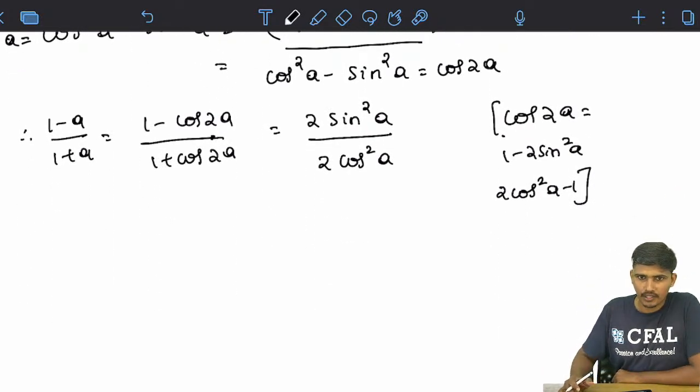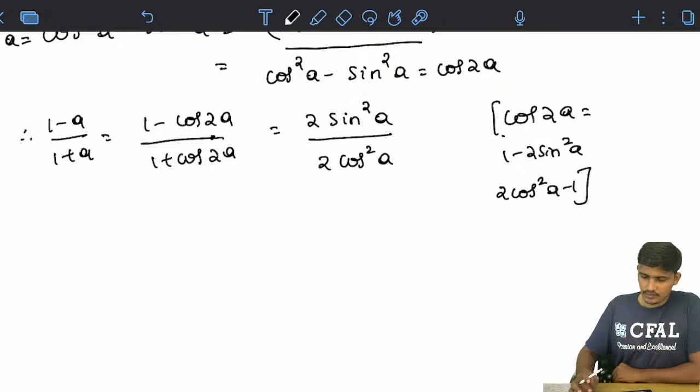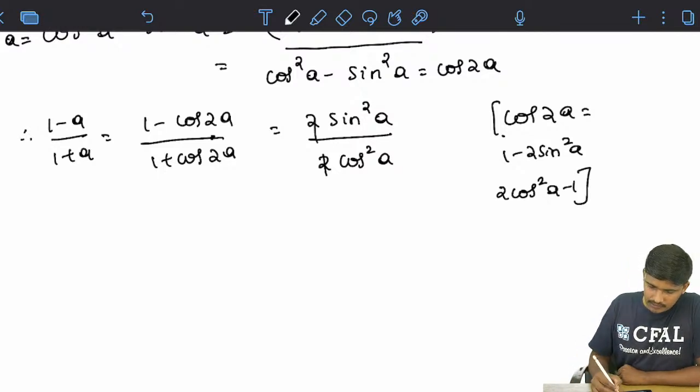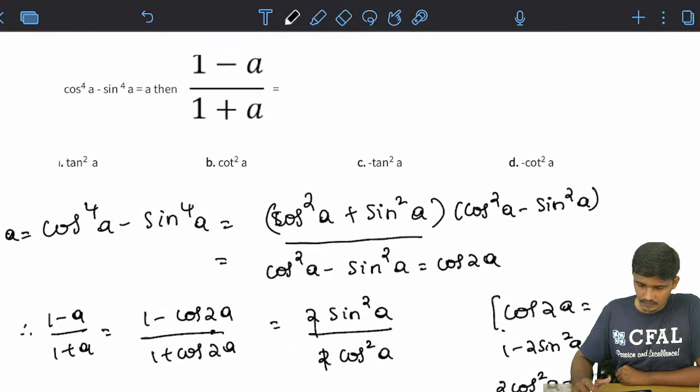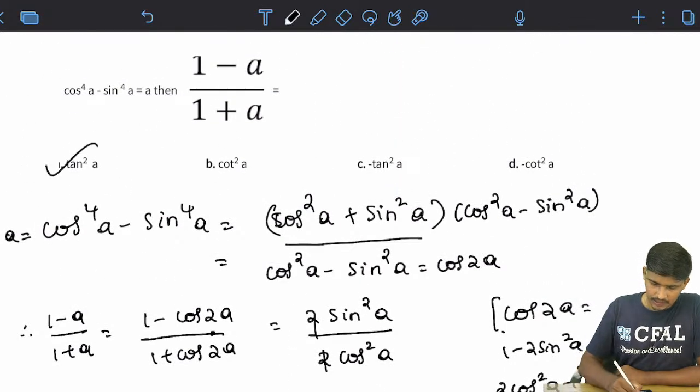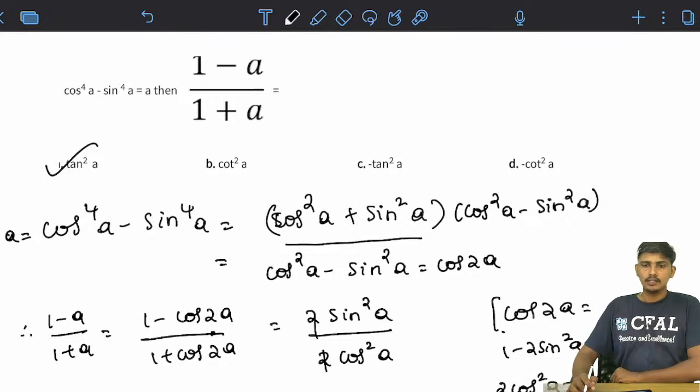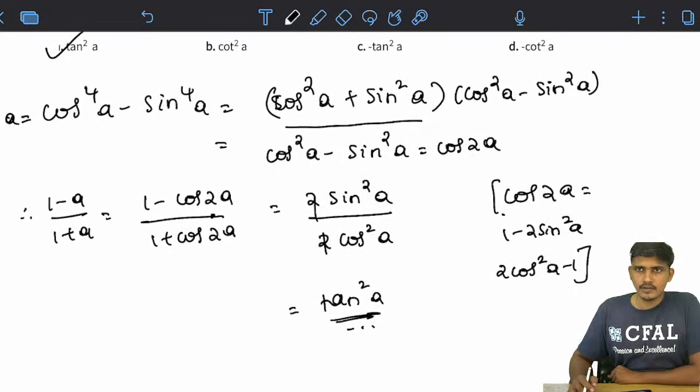So therefore, using this I am getting this. The 2 gets cancelled, so this will be equal to just tan square a. Is that okay? So option A is correct. If you have any doubts, please tell me. Okay.